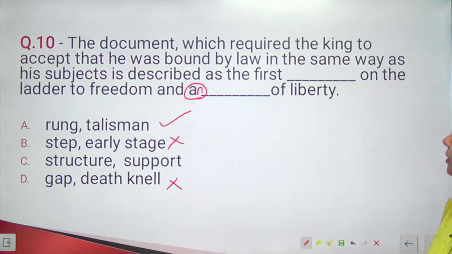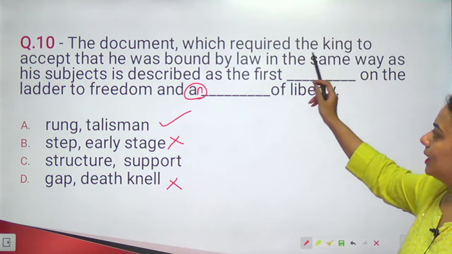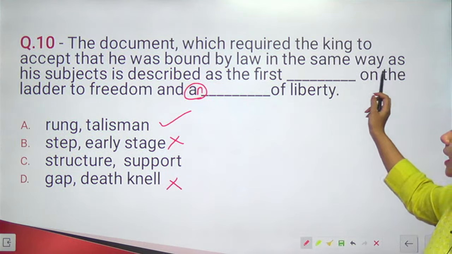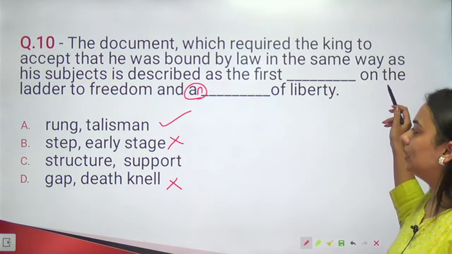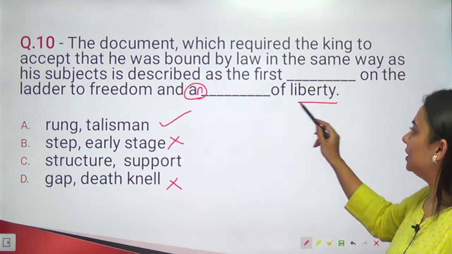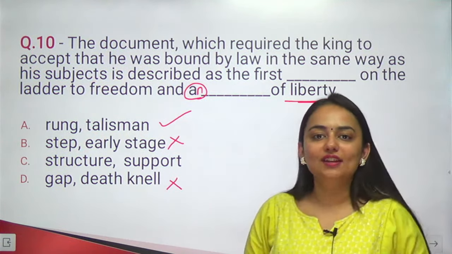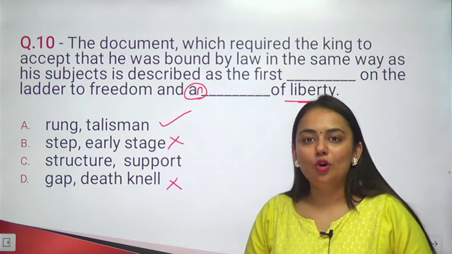So the right answer should be the document which required the king to accept that he was bound by law in the same way as his subjects is described as the first rung on the ladder to freedom and the talisman of liberty. It signified the freedom and the liberty. So I hope it's clear.